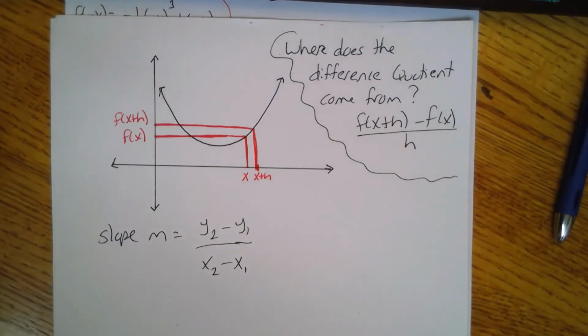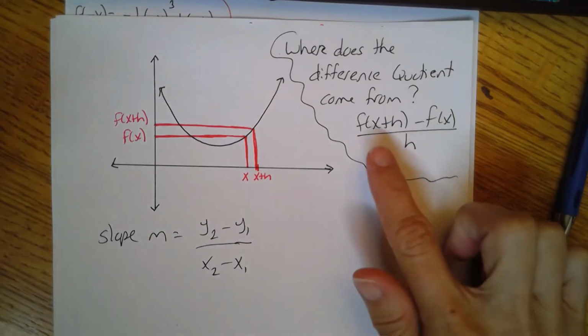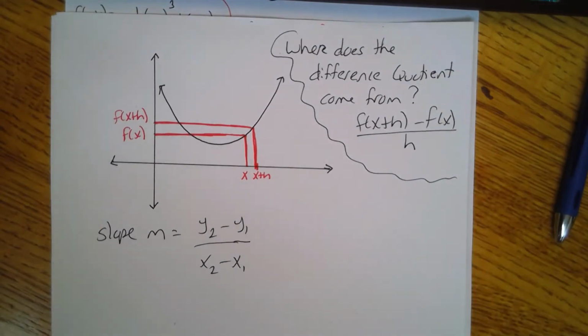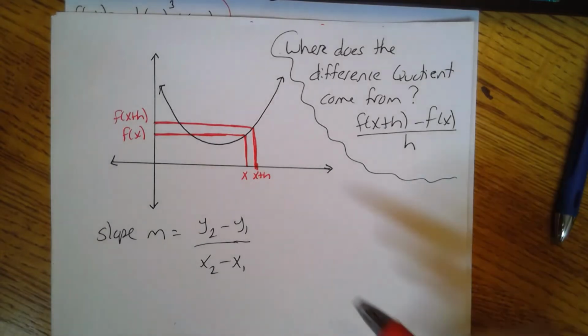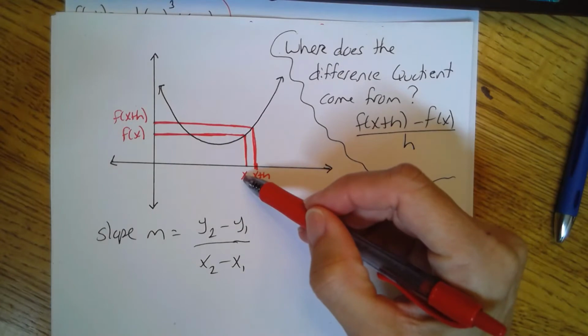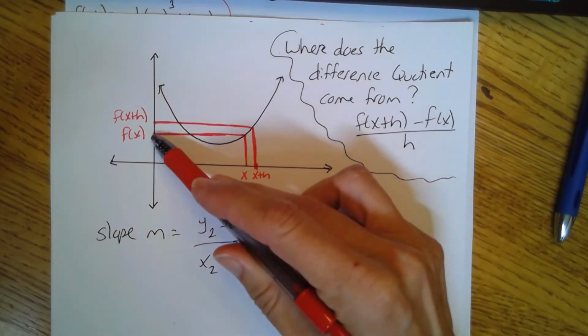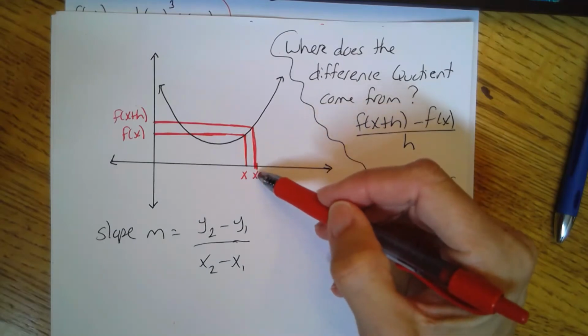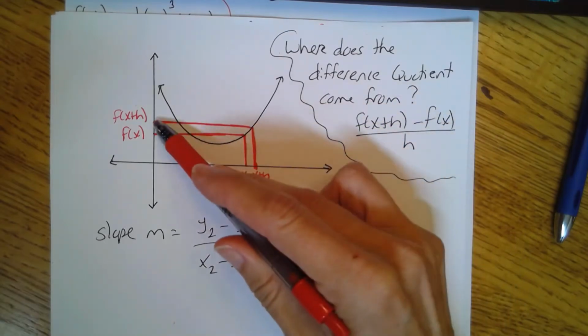So where does the difference quotient actually come from? This f of x plus h minus f of x, all over h. I want to show you where it comes from and not just tell you, okay, you have this memorized and use it. But say for instance we have an x value. Well, you know that what comes out when we plug it in is the f of x, that's the y value. And then if we have an x plus h value, then the y value associated with that is f of x plus h.